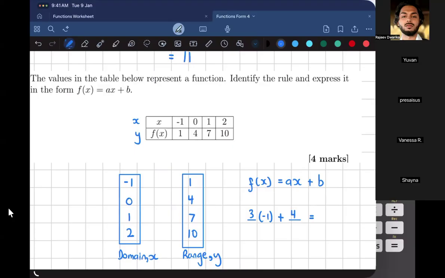Okay, yeah, that'll work. Now, if it's correct, it's supposed to work for the 0 and the 4 as well. Let me see. You're saying multiply a number by 3 and then add 4. Let me see if that works. 3 times 0 is 0. 0 plus 4 is 4. Okay. If it works for 1 and 7, you're definitely correct.